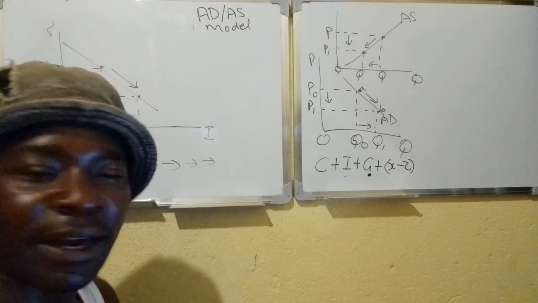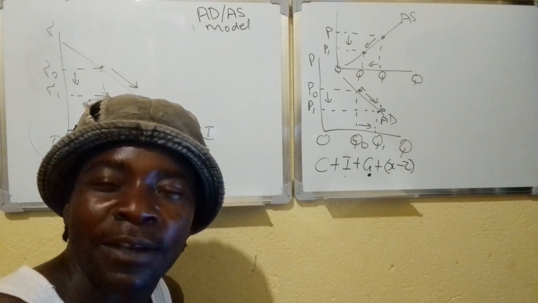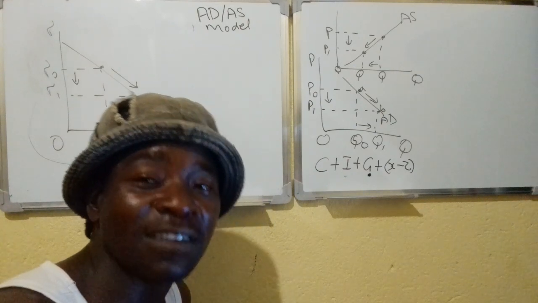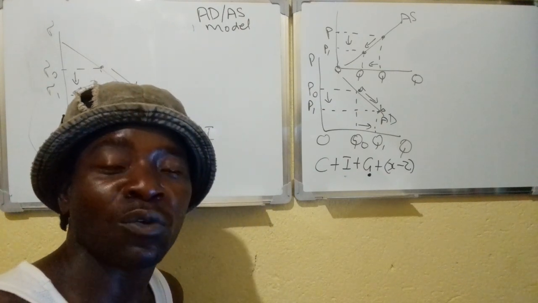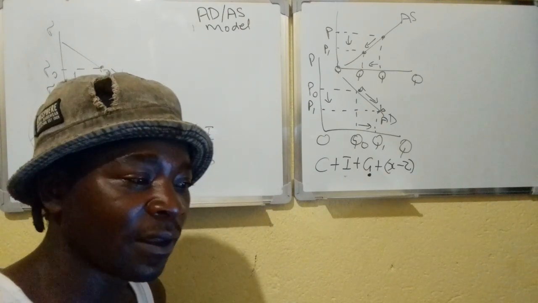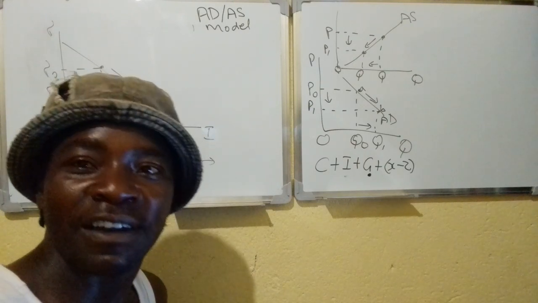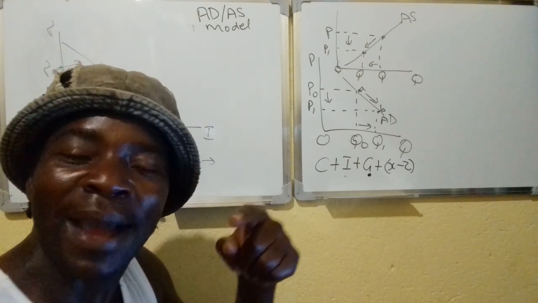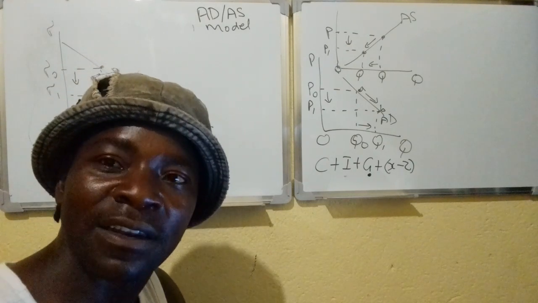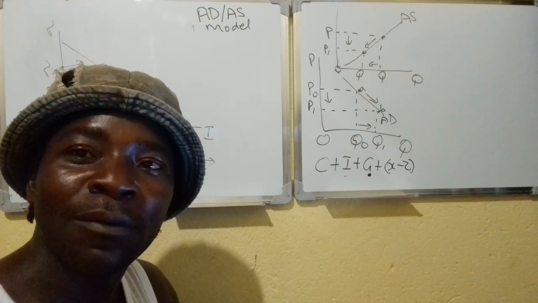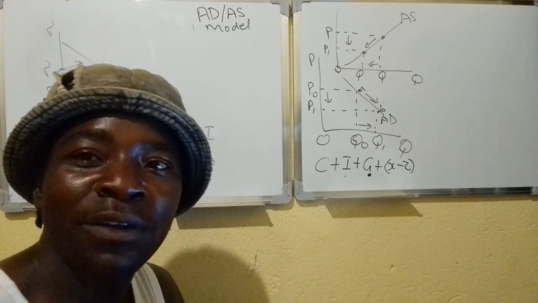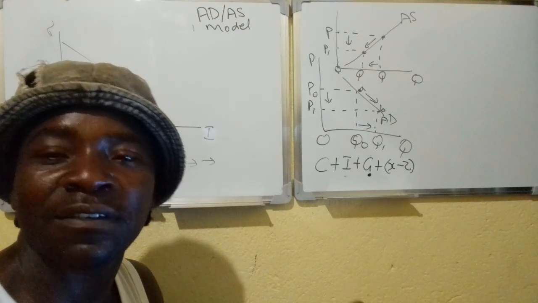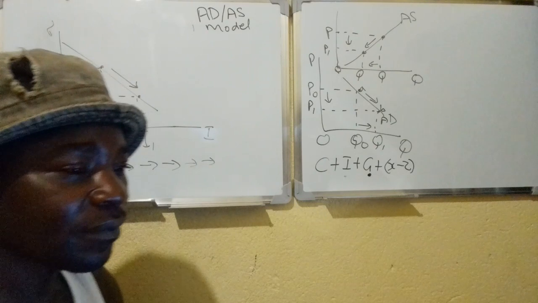Number 1, the recognition lag. It may take time to recognize that there is a problem in the economy that needs intervention. Number 2, the decision lag. The authorities may lag behind in making the right decision to intervene, maybe to correct unemployment, to correct inflation levels, and so forth.